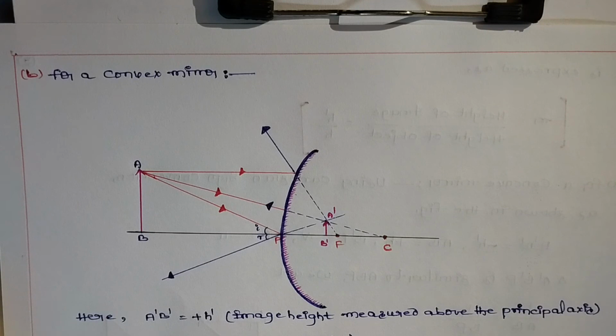And if the magnification is less than 1 in magnitude, then the image would be diminished. Diminished means decreased. If the magnification value is less than 1, the image will look diminished. And this is the simple topic.